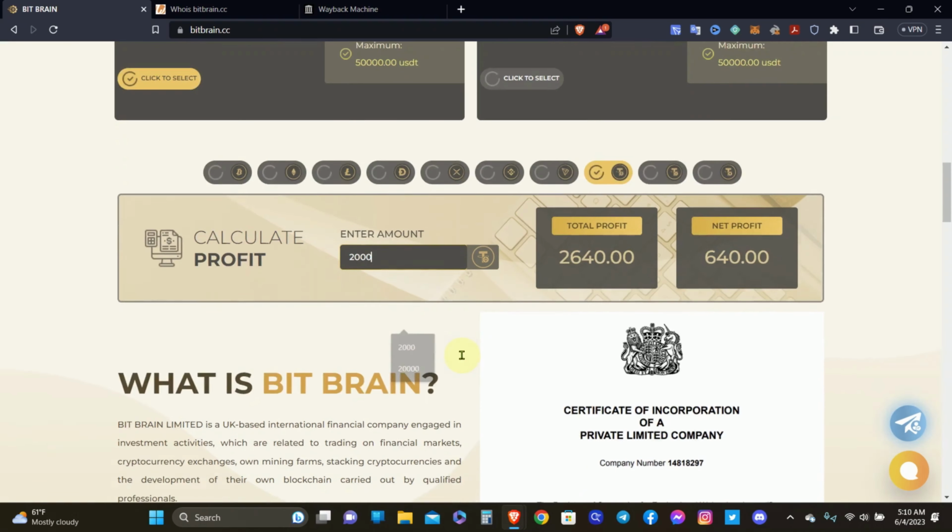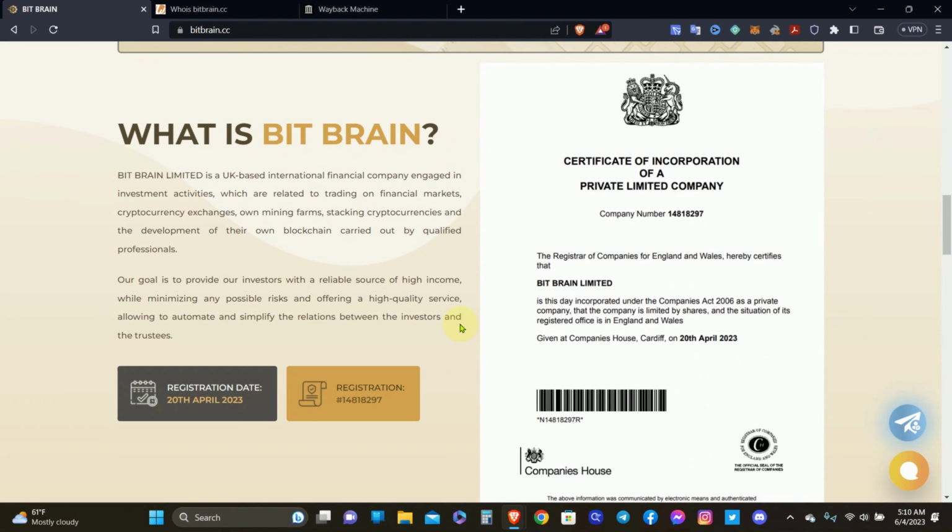Okay, and now you get down here to the bottom right, it says what is Bitbrain. Bitbrain Limited is a UK-based international financial company engaged in investment activities which are related to trading on financial markets, cryptocurrency exchanges, own mining platforms, staking cryptocurrencies, and development of their own blockchain carried out by qualified professionals. Our goal is to provide our investors with a reliable source of high income while minimizing any possible risk and offering a high quality service, allowing to automate and simplify the relations between investors and the trustees.